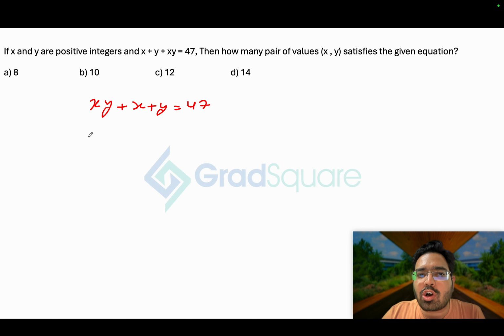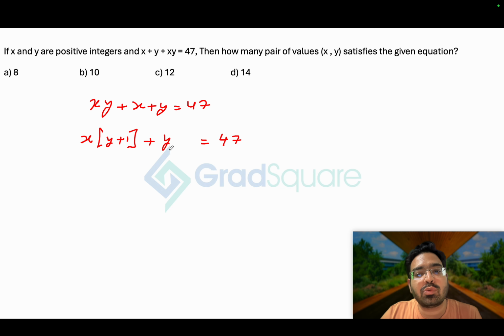Now, if you take x common from the first two terms, what are we going to get? We are going to get y plus 1 inside this bracket. And now what are we left with over here? y, which is equal to 47. Now, if I can get a y plus 1 on this side, then I can take y plus 1 common again, and that will turn out to be x plus 1 into y plus 1, right? That will help me to solve the question better.